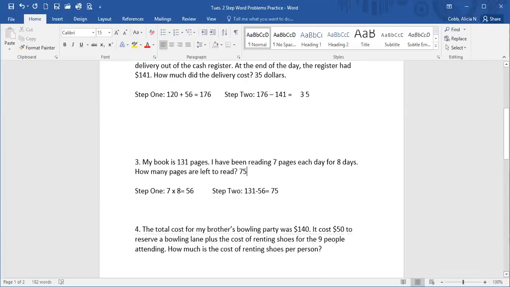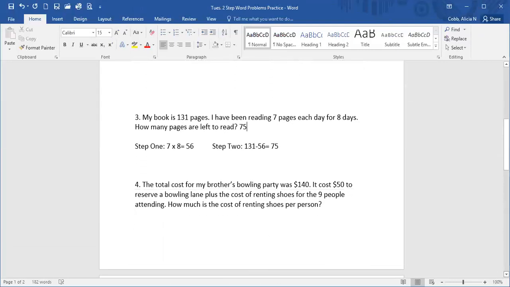Moving on into problem 4, and it reads as follows. The total cost for my brother's bowling party was $140. It cost $50 to reserve a bowling lane plus the cost of renting shoes for the 9 people attending. How much is the cost of renting shoes per person? Okay, so now what we're going to do is find the numbers. I'll give you some think time to find the numbers that are involved in the problem. So we have $140, $50, and 9.